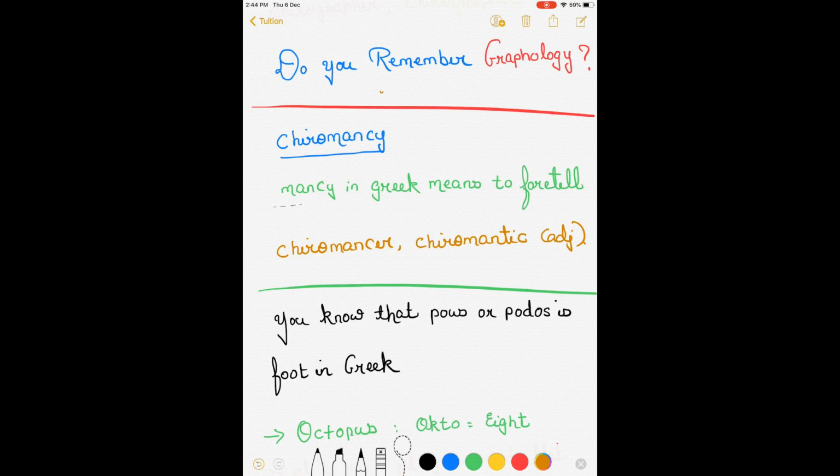Chiromancy. Now, mancy in Greek means to foretell. So the person that tells your future by reading the lines on your hand is a chiromancer. Chiro, hand, mancy, foretelling. Chiromantic is an adjective, and chiromancy is the field. So a chiromancer practices chiromancy and has chiromantic interest.